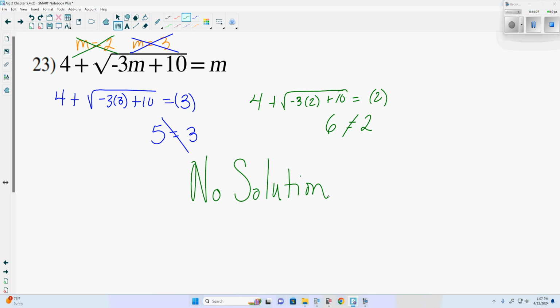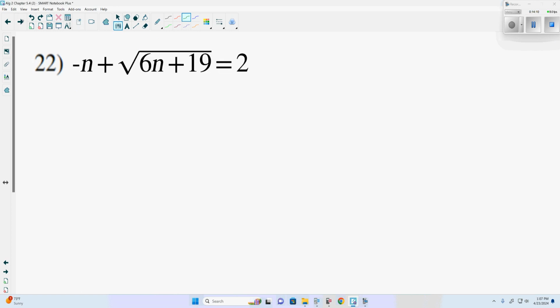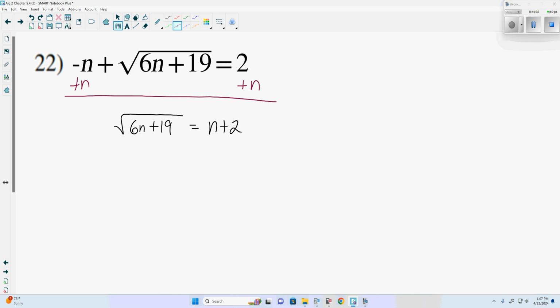Are you ready for the next one? Negative n plus the square root of 6n plus 19 equals 2. Because we do have one radical, we need to get it by itself, so we're going to add n to both sides. Telling us that the square root of 6n plus 19 is equal to 2 plus n, or n plus 2, either one works. I like putting the variable first. Now the radical is by itself.